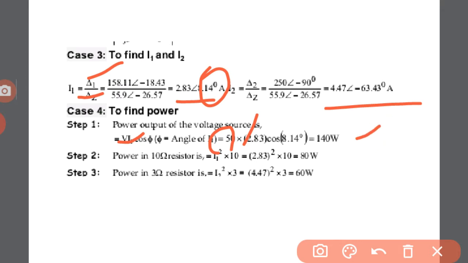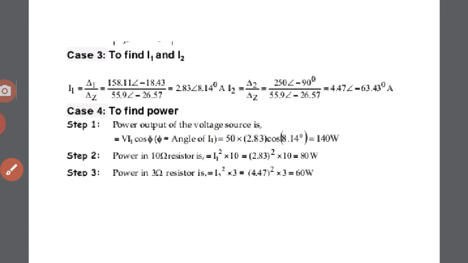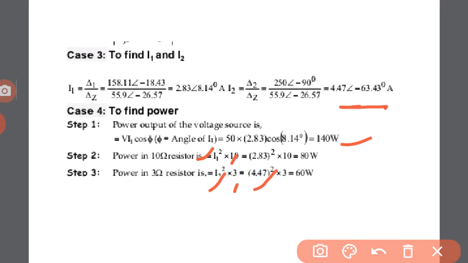Next, the power across the 10 ohm resistor is I square into R, that is I1 square into 10. Next, the power at the 3 ohm resistor is I2 square into 3. I2 is 4.47, whole square into 3, that is equal to 60 watts.